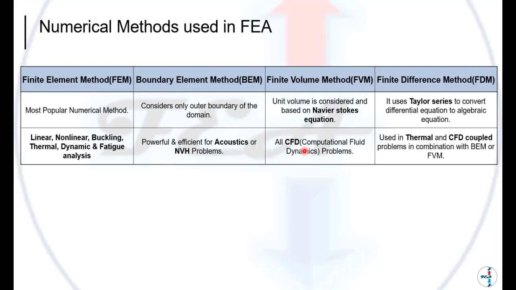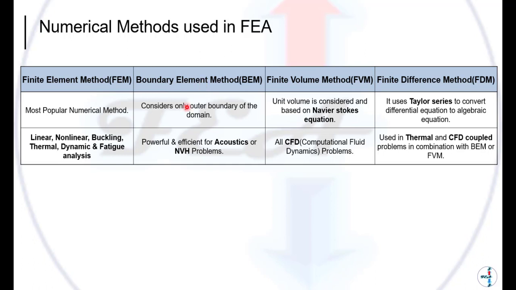Next content is numerical methods used in FEA. Generally, we have a number of numerical methods. I have listed out the most commonly used and efficient methods here. So first one is finite element method. This is the most commonly used method, and we will see more detail about this method later. This method is generally used for linear, non-linear, buckling, thermal, dynamic and fatigue type of analysis.